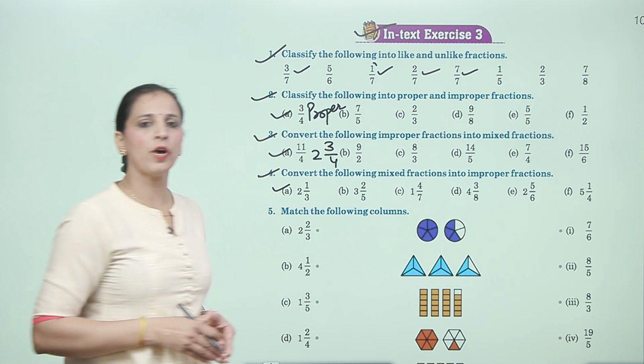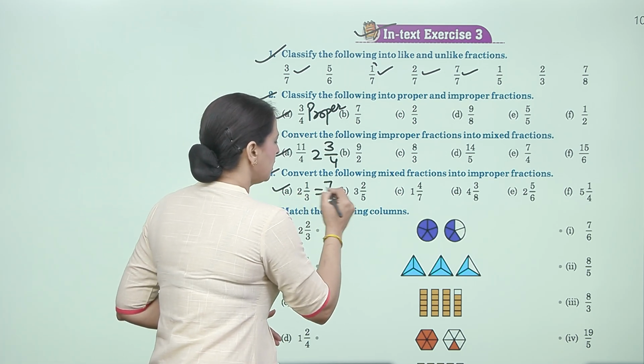A part 2 and 1 by 3. 2 3s are 6 plus 1 is 7 by 3.